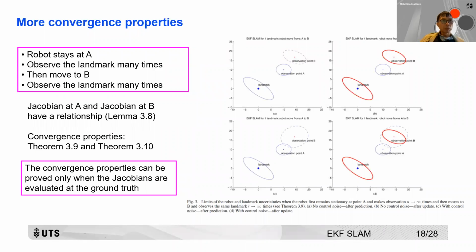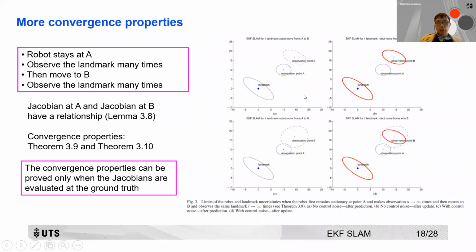We also proved some more convergence properties. For example, when the robot stays at point A and observes the landmark many times, then moves to point B, and then observes the landmark many times. In this case, we proved that the Jacobian at point A and the Jacobian at point B have a particular relationship. Using that relationship, we can prove the convergence property, which is described in the theorem in the paper.